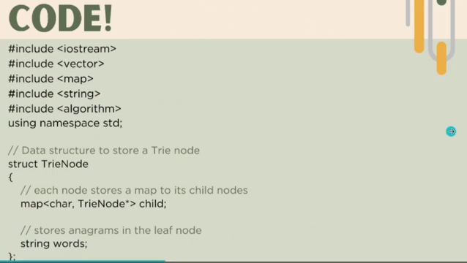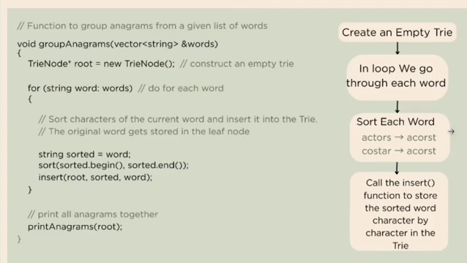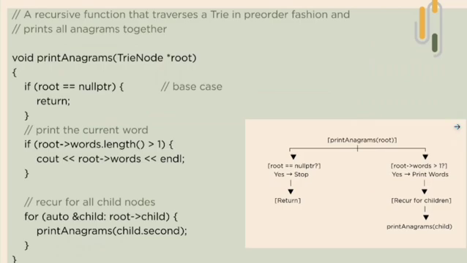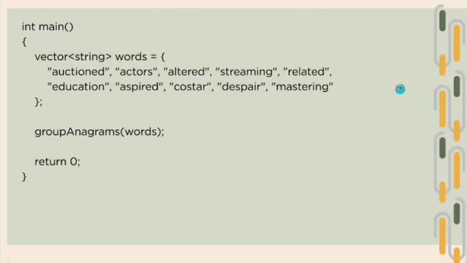Here is our code. Our code is divided into three main parts: first is group anagram, second is insert, and the third is print anagram. And this is our main function. In this main function, first we create a vector of words such as auction, actor, and streaming, etc. These words are the data we want to analyze. Next, we call the group anagram function, which groups words that have the same letters in a different order.